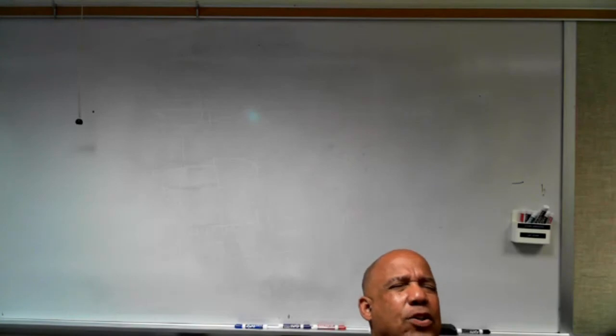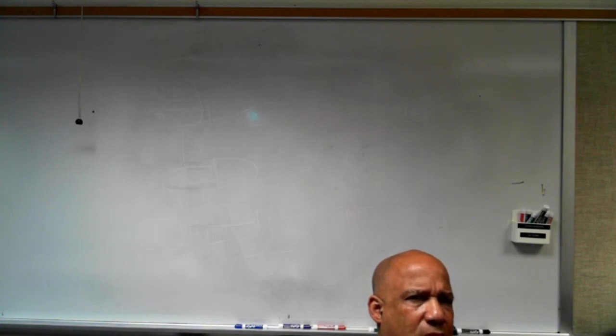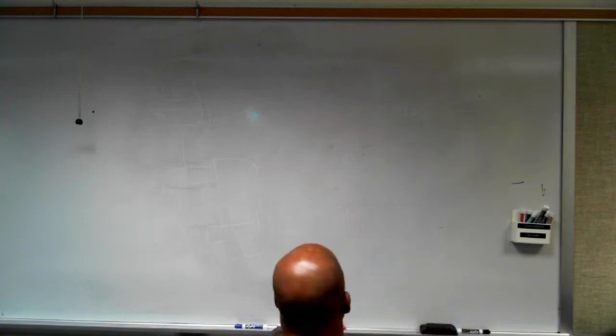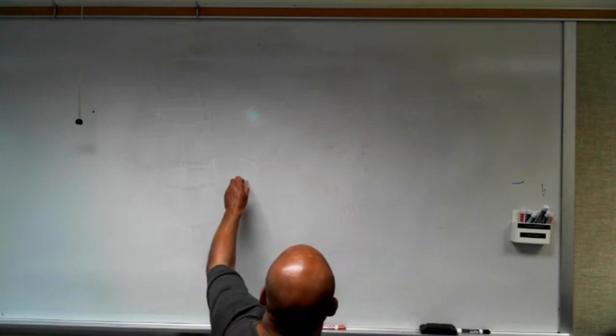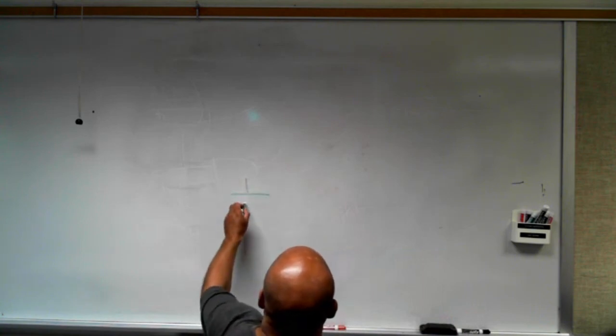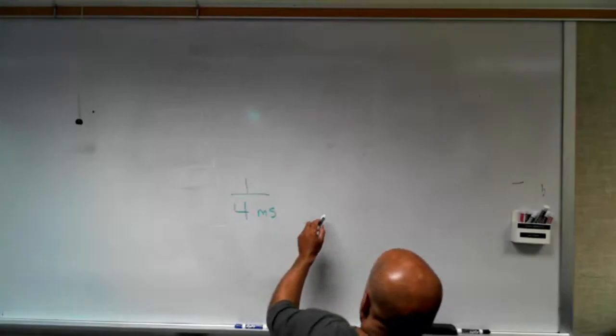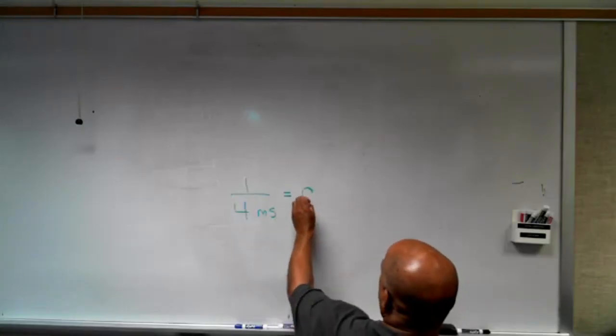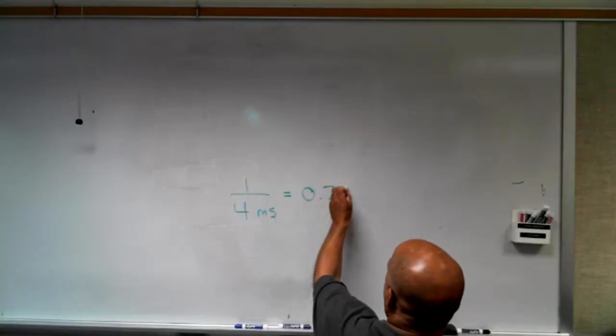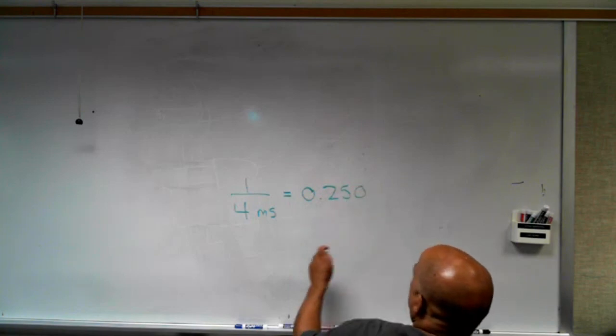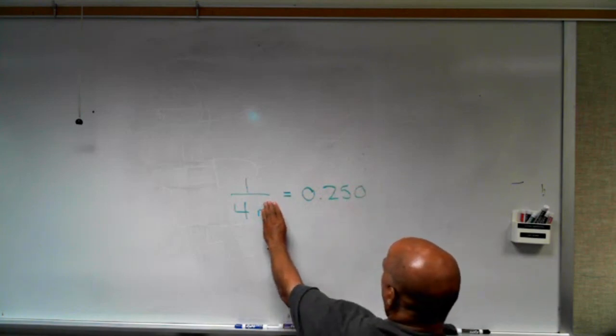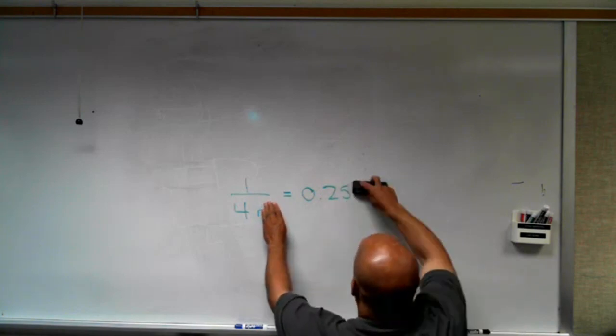Oh, okay. So it should have been 0.25 kilohertz, right? So you're saying that you did 1 over 4, milliseconds, right? So if I divide that, that would have been 0.250. If that was just 1 over 4, it would be, let's just say, 0.25.